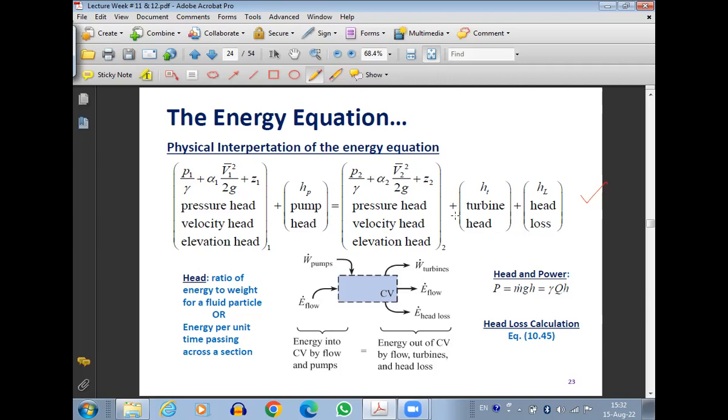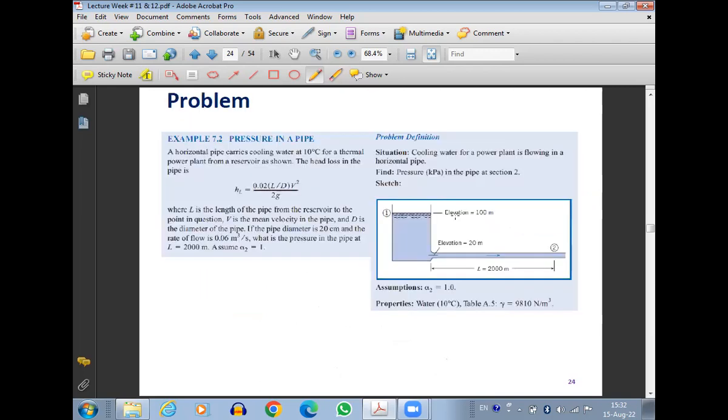This is the energy equation which we developed in our last class, and we also solved a problem related to it. Now we're going to continue forward from here.